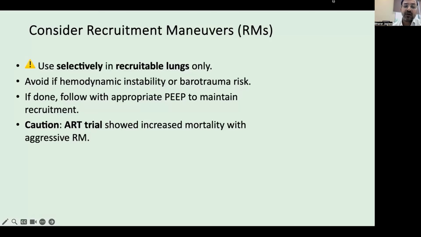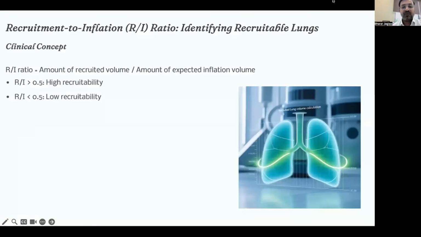So how do we find out? Why do we do it? Because we have to avoid hemodynamic instability and barotrauma. And how do we find out recruitability? As we spoke, there's a novel method, the recruitment-to-inflation ratio. There are various ventilators which run software that tells you whether the lung is recruitable or not. So this is one of the methods we use. If the RI ratio is more than 0.5, that means the lung is recruitable, and we can go ahead and practice recruitment. If the recruitment-to-inflation ratio is less than 0.5, then it is low recruitability.